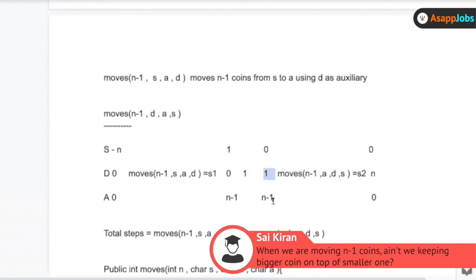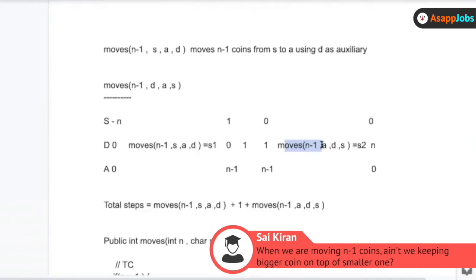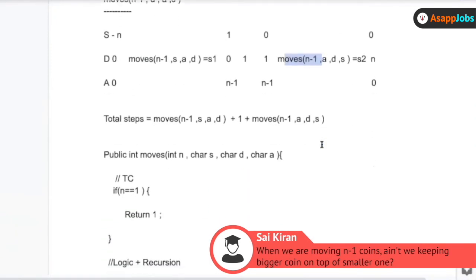And then I move n-1 coins from here to here. Since here also I'm making sure that the bigger coin goes at the bottom, all the internal recursive calls will also take care of this condition, that always the biggest goes at the bottom. So whenever you write a recursive call, you try to follow a pattern in that particular function. And then when you call it recursively, it keeps following the same pattern inside that also.